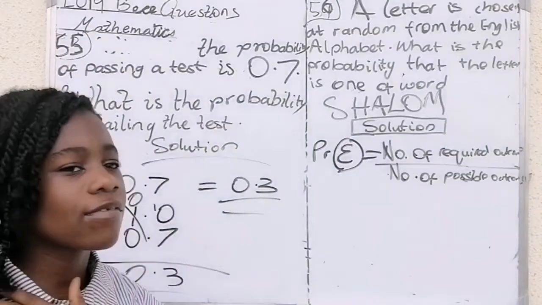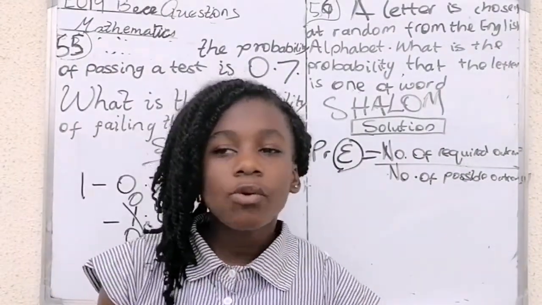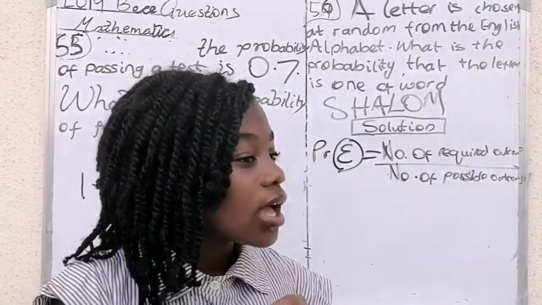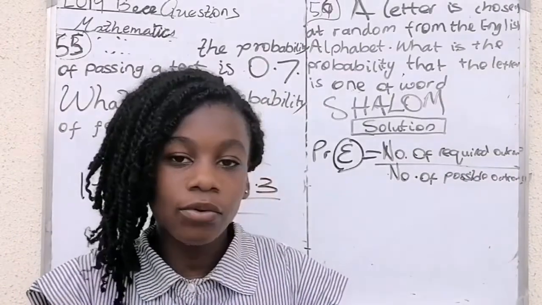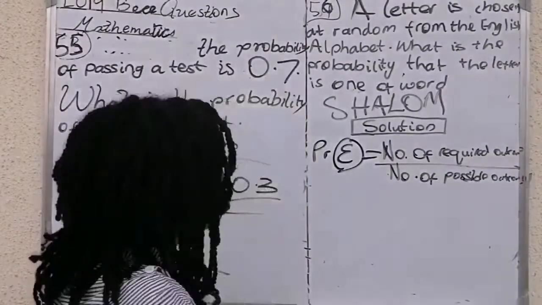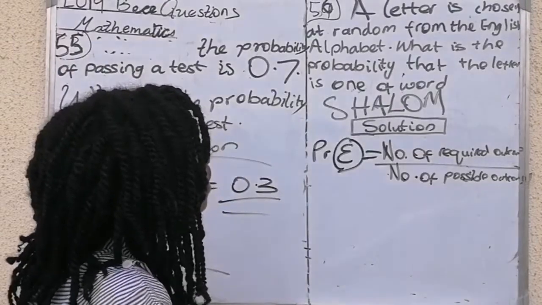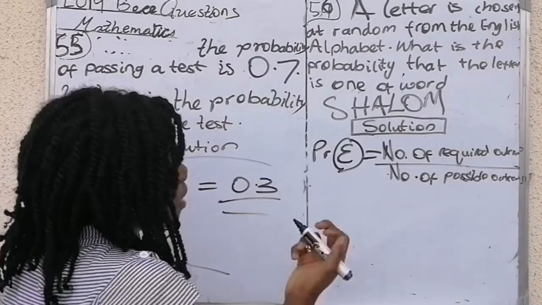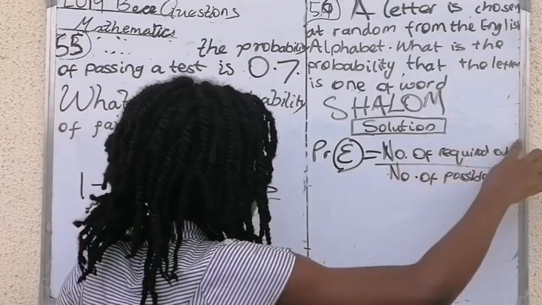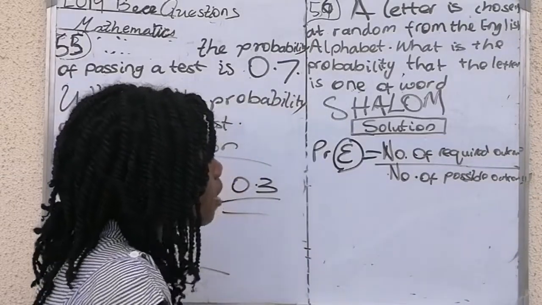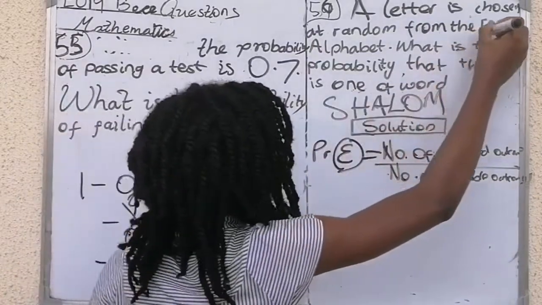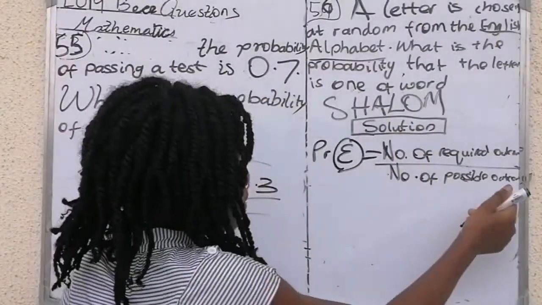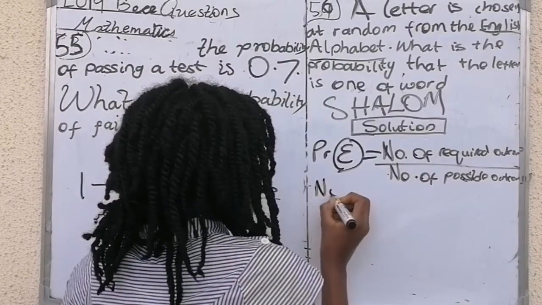Now, before I even solve this, I should have defined what probability is to you. Probability is a branch of mathematics that deals with checking the possibility or likelihood of an event taking place. So a letter is chosen at random from the English alphabet. What is the probability that the letter is one of the word shalom? We are meant to look for the number of required outcomes, and the number of possible outcomes. Since we are talking of the English alphabet, and there are 26 letters of the English alphabet, the number of possible outcomes is 26.